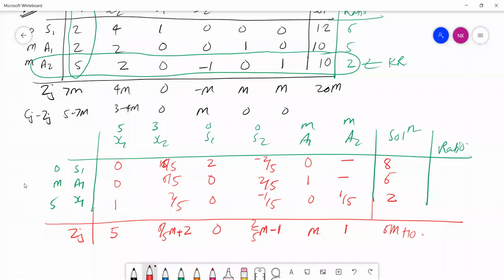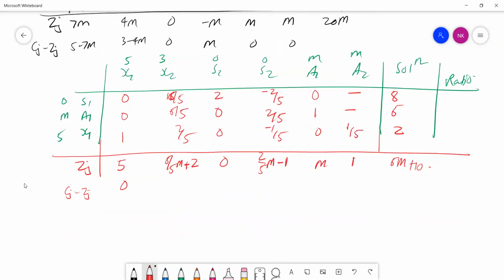Now let's calculate Cj minus Zj. It's 0. 3 minus this one. These are all my Cjs. 3 minus this one, so it will be 1 minus 6 by 5m. 0 minus 0, 0. This will be 1 minus 2 by 5m. This will be 0. And this will be, okay, sorry. Over here, we need to put dash. So this will be again dash only, because A2 has been left out of our iteration.